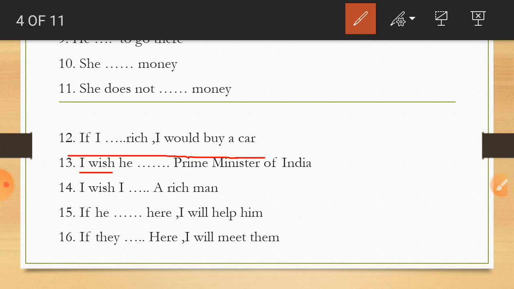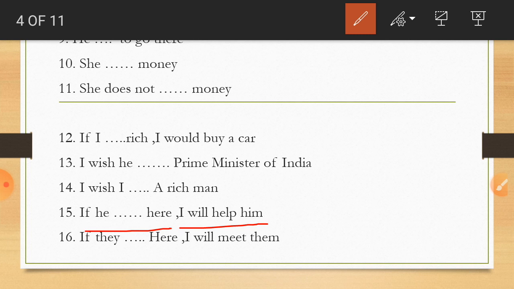So wherever you find such syntax where you could see future, simple future, you have to use here simple present. So if he comes, yes. So if he comes here, I will help him. If they go there, or if they come here.